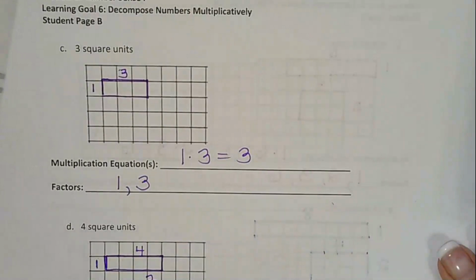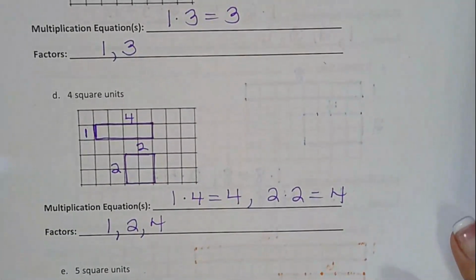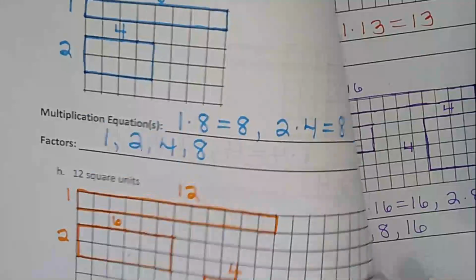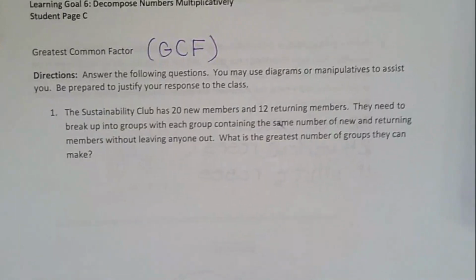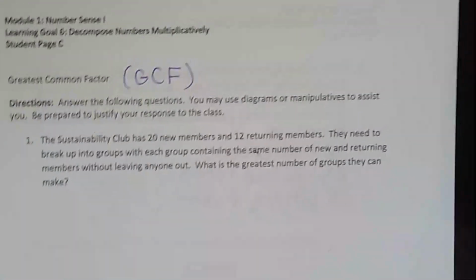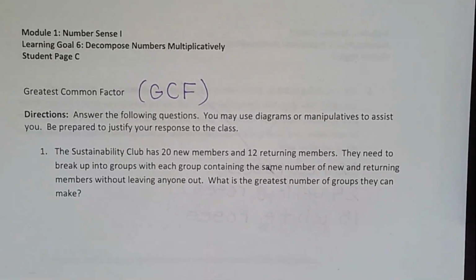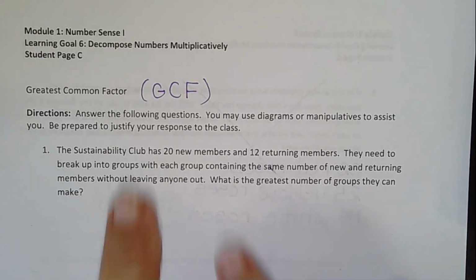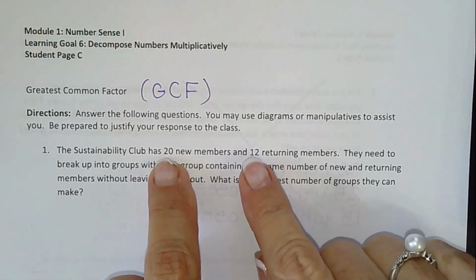Next, we went on to learn how to list factors of numbers. We did it by making squares. So we found all the factors of 4, all the factors of 8, and so on. So we're going to use that last technique to help us learn how to find the greatest common factor, which means what number, what factor goes into both 20 and 12.